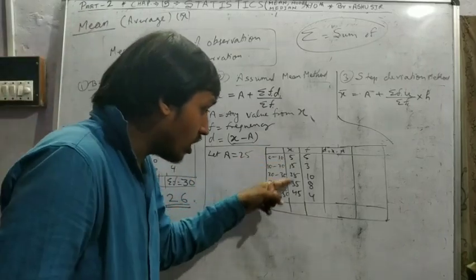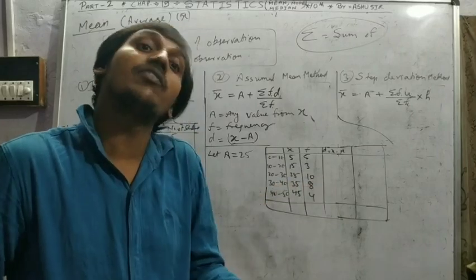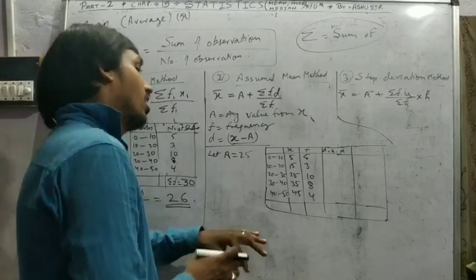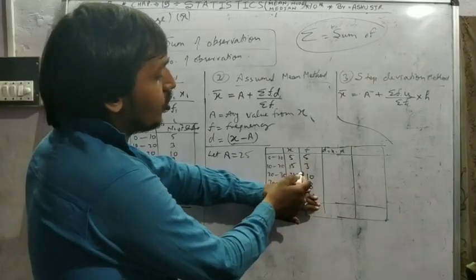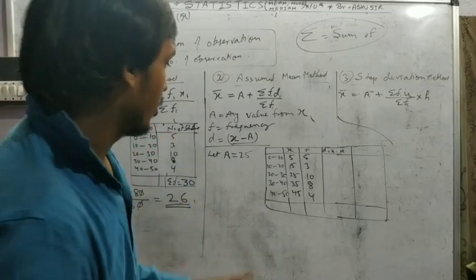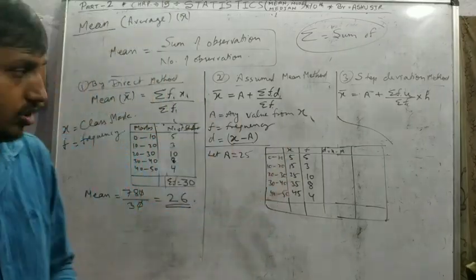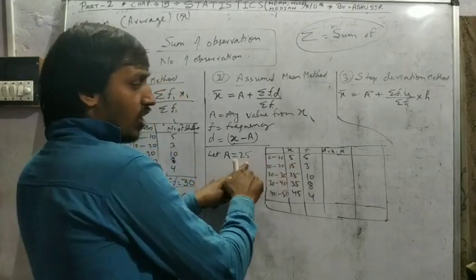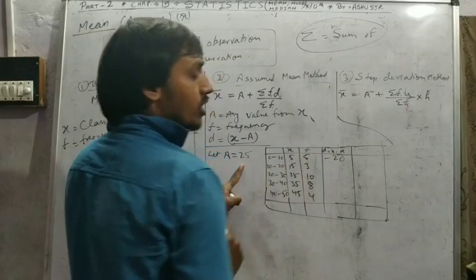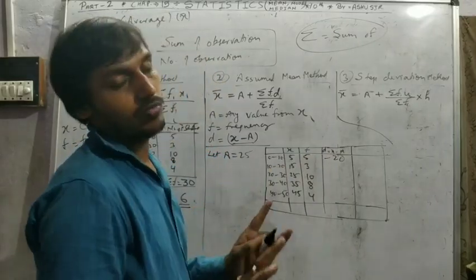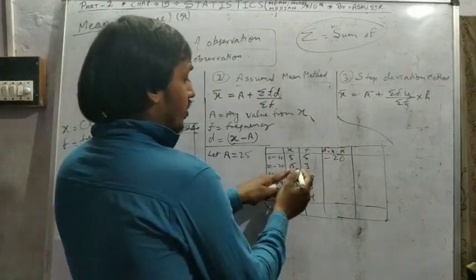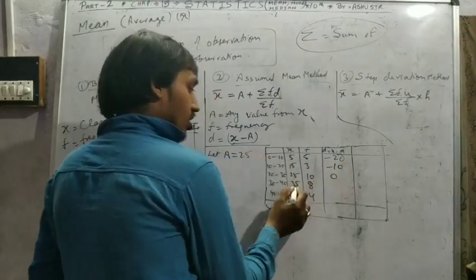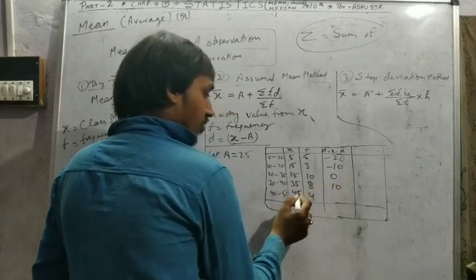Sir, if there are only 6 terms or 4 terms, an even number of terms, how do we take the mid? That is your choice. You can take 15 or 25, as you wish. But we take 25 for this data. So x minus a: 5 minus 25, we get minus 20. Either negative or positive, don't worry. 15 minus 25, 25 minus 25, 35 minus 25, 45 minus 25.